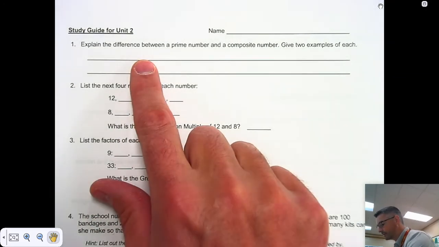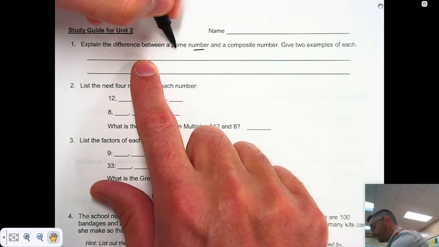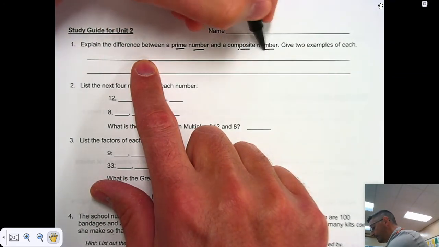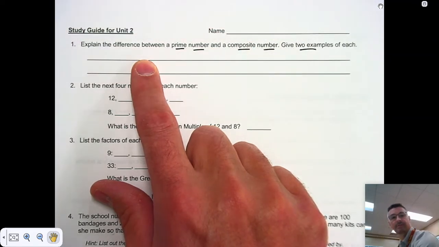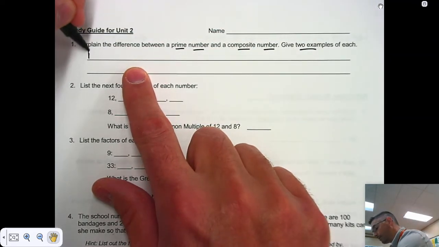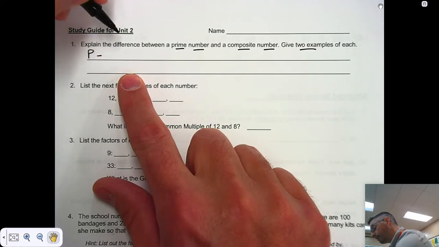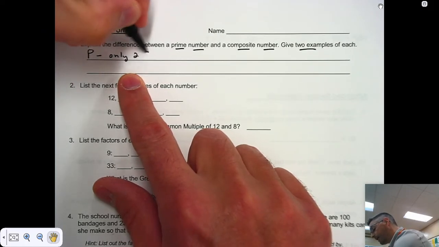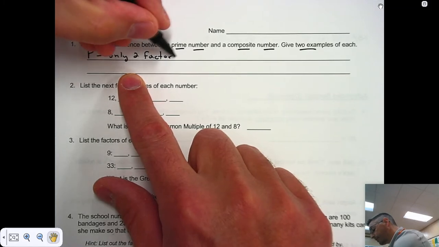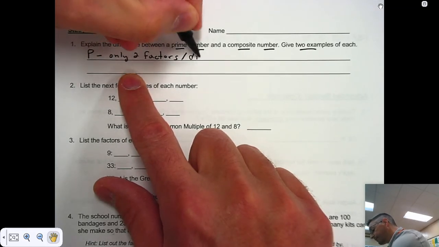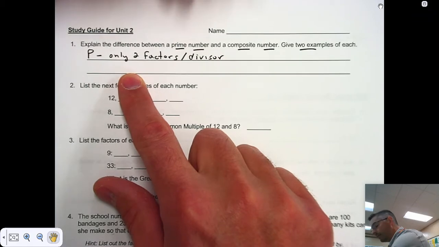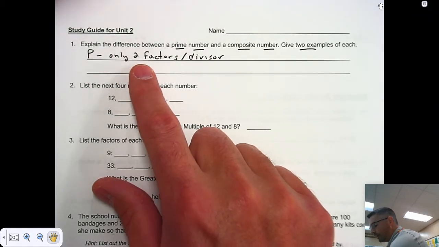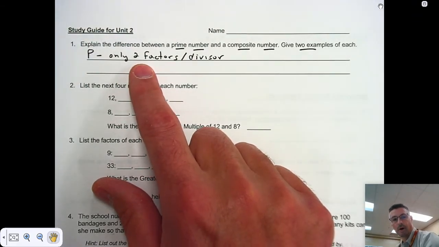So the first one is explain the difference between a prime number and a composite number. Give a couple examples of each. So I'll just write P for prime. Prime numbers have only two factors or divisors. So they only have two factors, so it's one and itself.